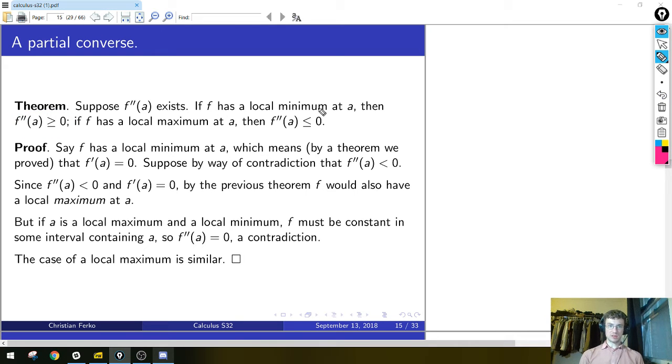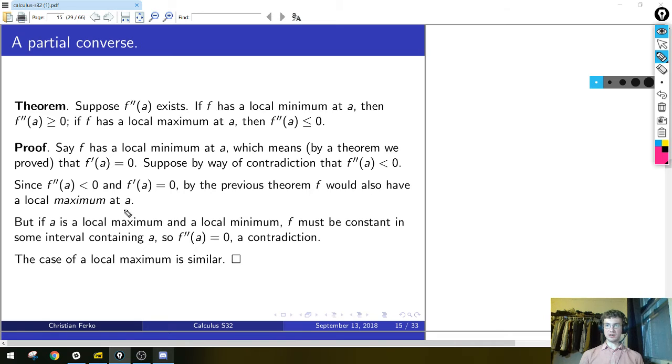So suppose f has a local minimum at a, the statement of the theorem, and we've proven a while back that at every local max or min, the first derivative vanishes, right? That's fine. And now we suppose by way of contradiction that the second derivative is strictly negative. Right? Why is that good enough for contradiction? Because we're trying to prove that it has to be greater than or equal to 0. So if you put a not in front of greater than or equal to 0, that's the statement that it must be strictly less than 0. Okay, so that's what we need for a contradiction. Not greater than or equal to means less than.